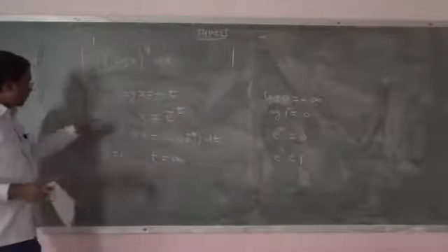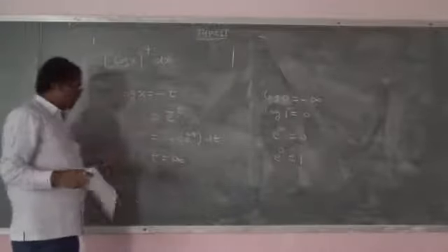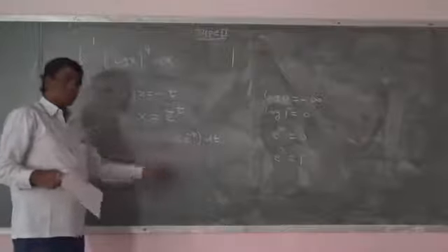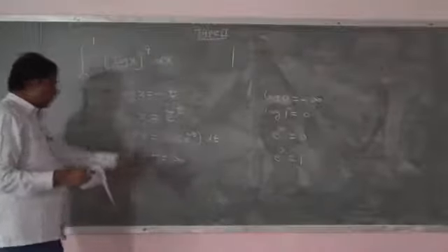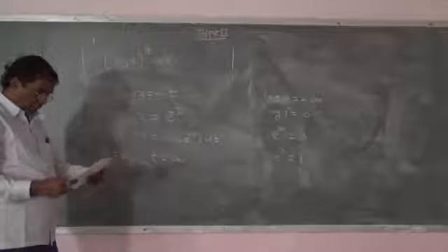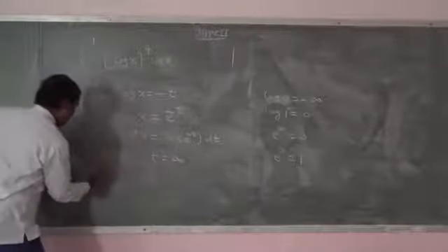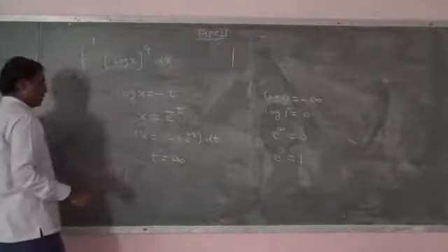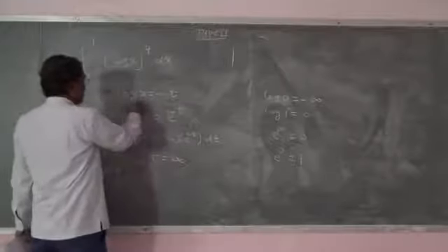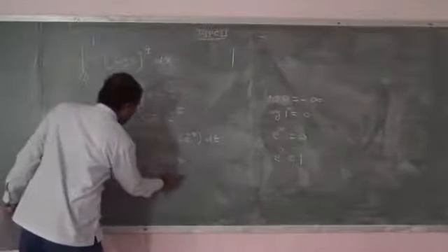So now x is equal to e raised to minus t, dx is equal to minus e raised to minus t dt, and when x equals 0, t is equal to infinity. And when x equals 1, you substitute log 1 here, again t becomes 0.